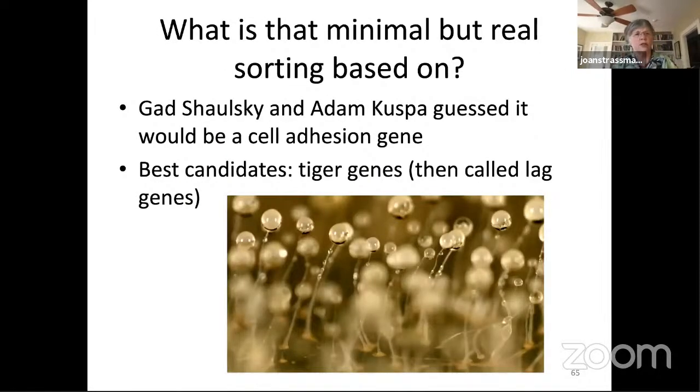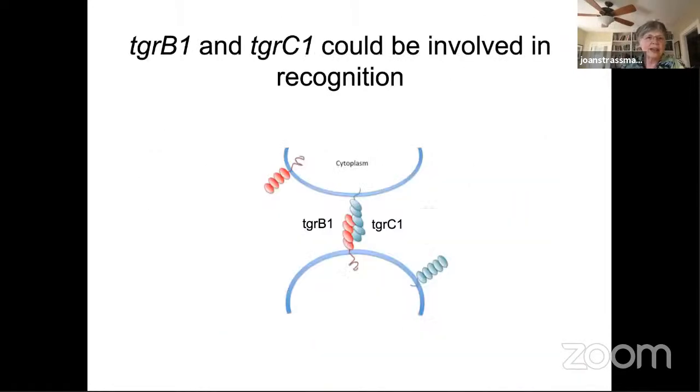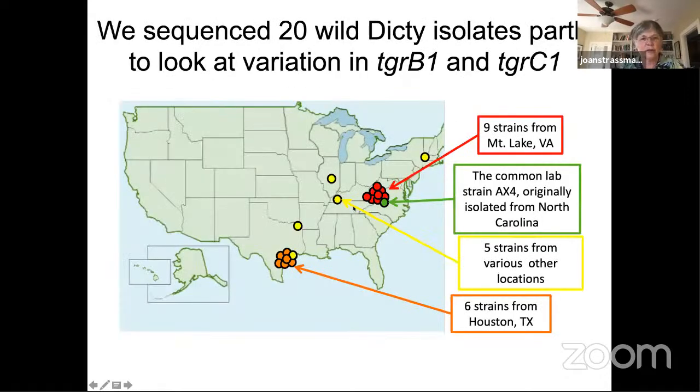And so we turned to two of our then colleagues at Baylor College of Medicine, Gady Shulsky and Adam Kuspa. They said, oh, it must be a cell adhesion gene. And then they even had a guess as to which gene it was, a gene they had called lag genes, but when they realized how cool they were, they just switched their names to tiger genes, something that with animal and microbial species nomenclature would be impossible, but they just did that. So they said these tiger B1 and C1 could be involved in recognition. They're extracellular, one binds to the other, so they'd be exactly the kinds of things that could do that.